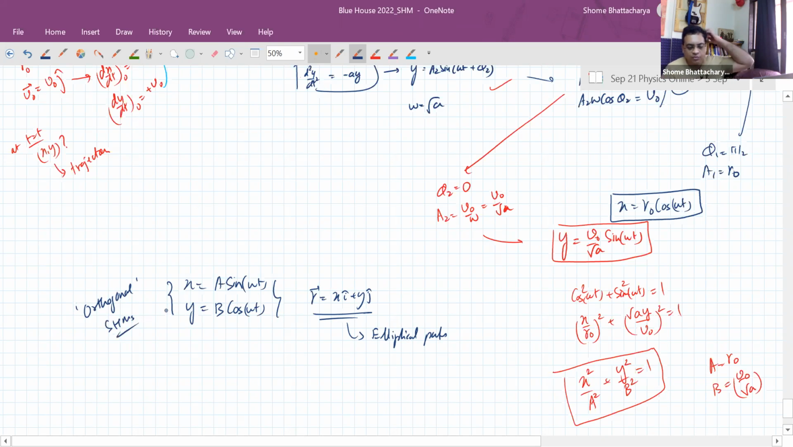Now, technically, combination of orthogonal SHMs is not really in our syllabus. We have the combination of linear SHMs like x1 plus x2, like we have done before. But some of these concepts will come in waves also when we discuss the next chapter. So from that point of view, you can understand these things.